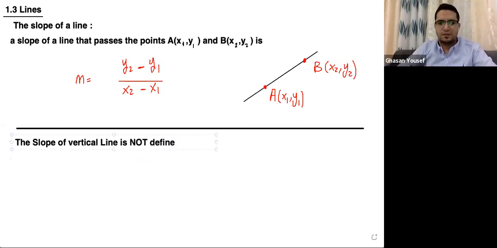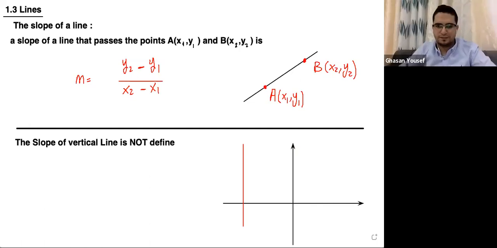Suppose I have my Cartesian plane like this. Here is the x-axis, and suppose this is my y-axis. And the line in red color is a vertical line like this. So this line passes through 2 points. The first point is here, and the second point is here.